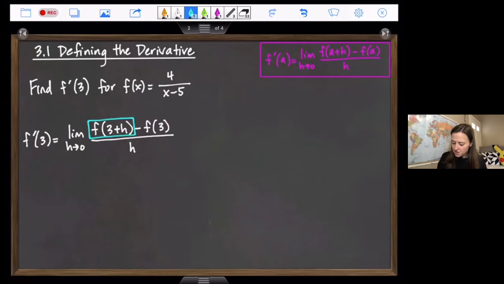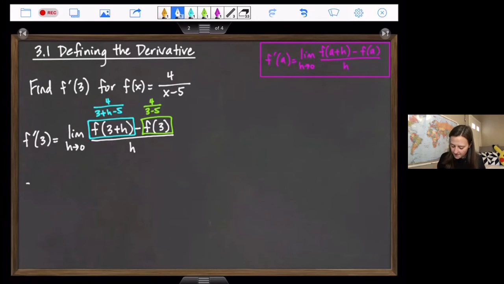We've got f of 3 plus h. So I'm going to go up to my function, 4 over x minus 5. That's going to be 4 over 3 plus h minus 5. And then we'll do the same thing for f of 3. F of 3 is going to be 4 over 3 minus 5. And we'll just plug those in and simplify a little bit.